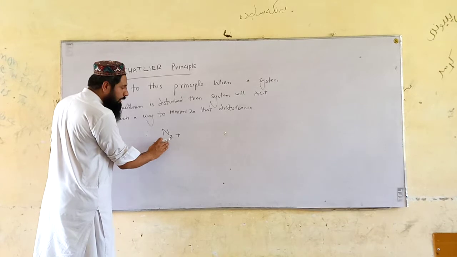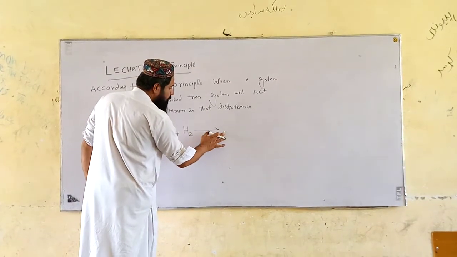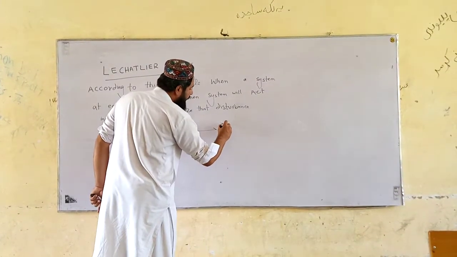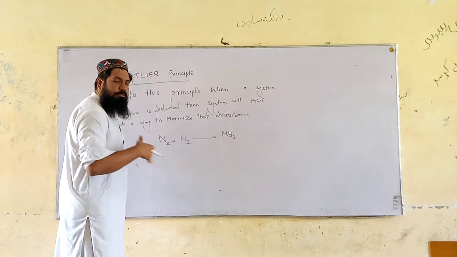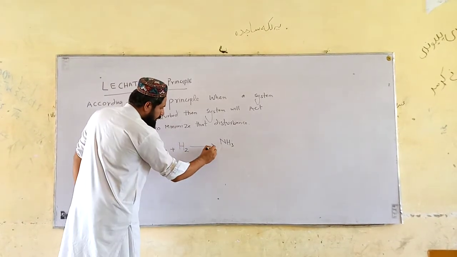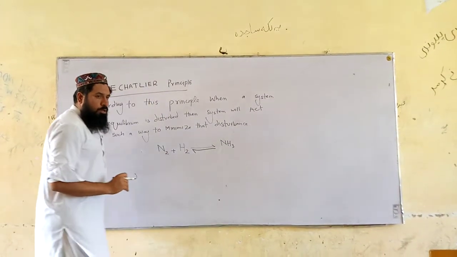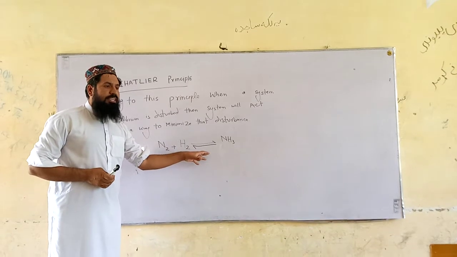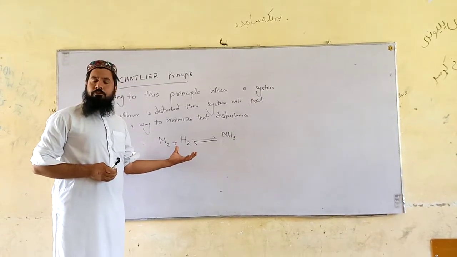This is the nitrogen N2 molecule. When it reacts with the H2 molecule, it will form ammonia, NH3. And when the concentration of ammonia increases, dissociation of ammonia starts, and ammonia starts dissociating into N2 and H2. So a stage is reached where this system acquires equilibrium.